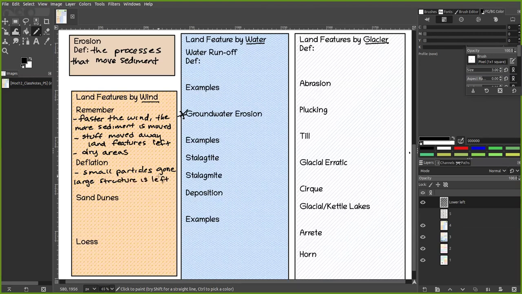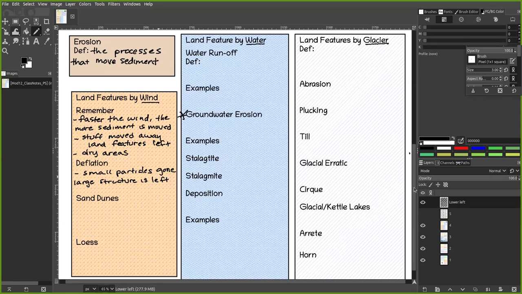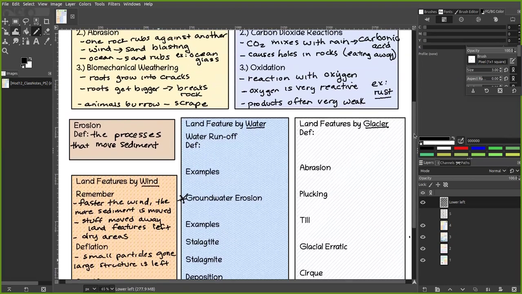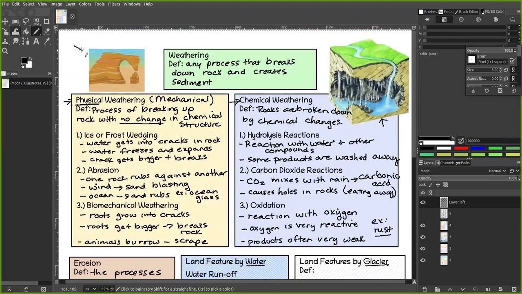Now, if you look at the picture at the top of the page, this is a picture of something that has appeared because erosion has taken particles away from it. You have this land feature left behind by deflation.